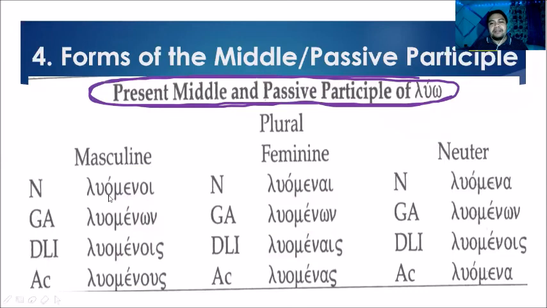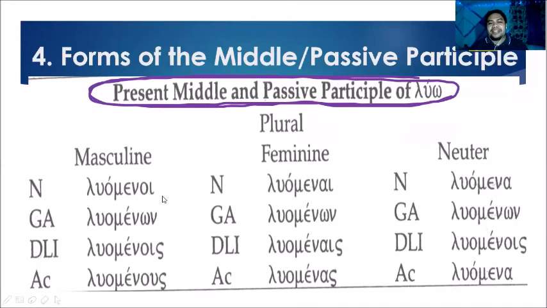So as usual, the masculine is derived in the second declension. It is in the nominative luomenoi, GA luomenon, DLI luomenois, accusative luomenous. The feminine nominative is luomenai, GA luomenon, DLI luomenais, and accusative luomenas. And the neuter nominative luomena, GA luomenon, DLI luomenois, and accusative luomena.